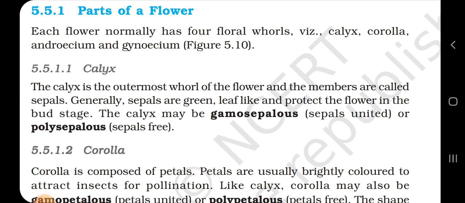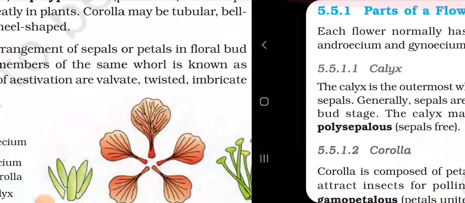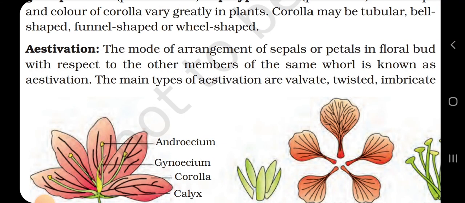5.5.1.2 Corolla. Corolla is composed of petals. Petals are usually brightly colored to attract insects for pollination. Like calyx, corolla may also be gamopetalous, meaning petals united, or polypetalous, petals free. The shape and color of corolla vary greatly in plants.